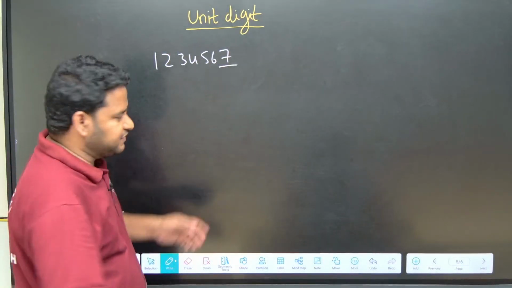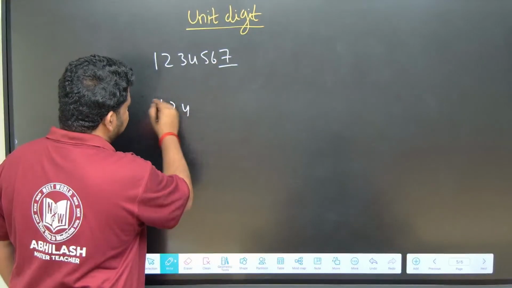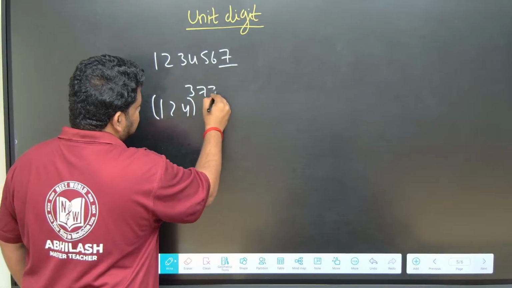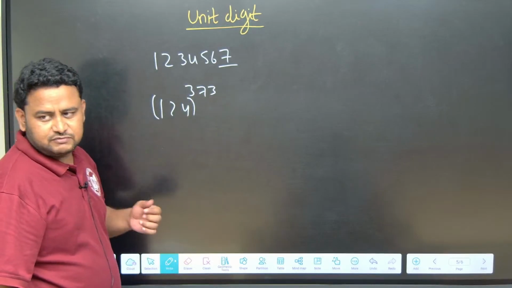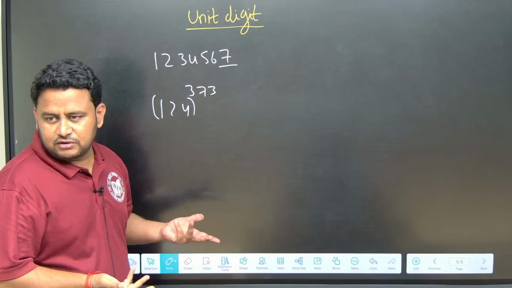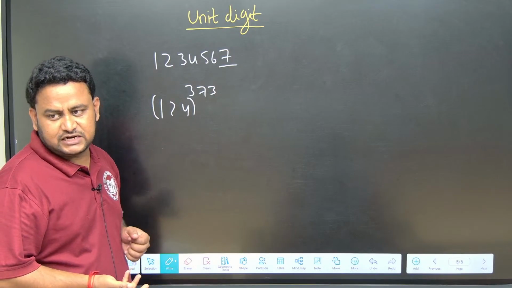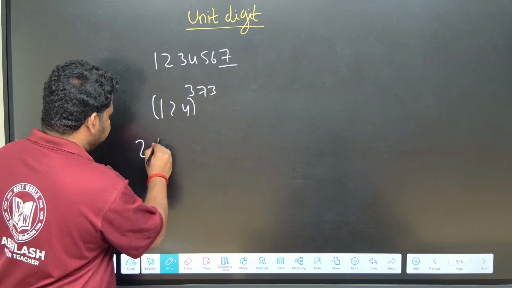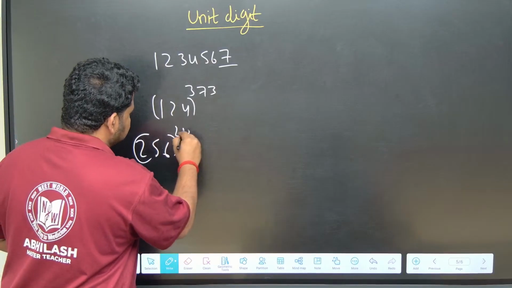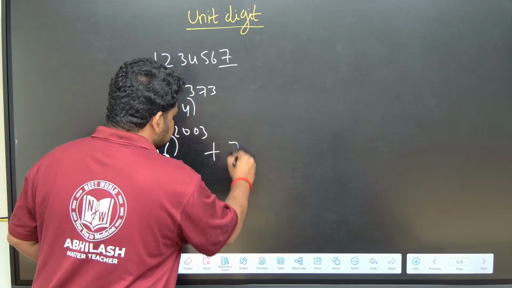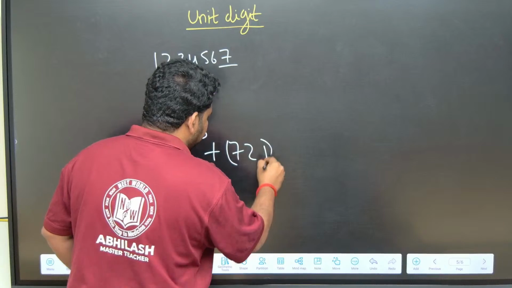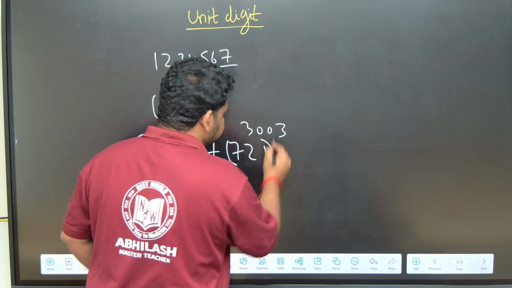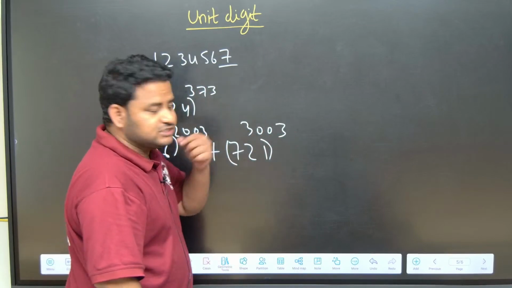Like this, if they give a question like 124 to the power of 373, if they ask us to find the unit digit, what is the unit digit? We don't know. Correct? Now how to find this? We find it a difficult question. Or if they give 256 to the power of 2003 plus 721 to the power of 3003, and ask to find the unit digit of this.